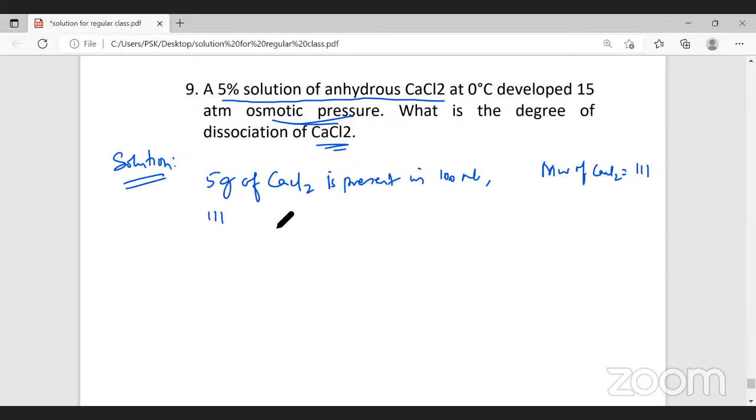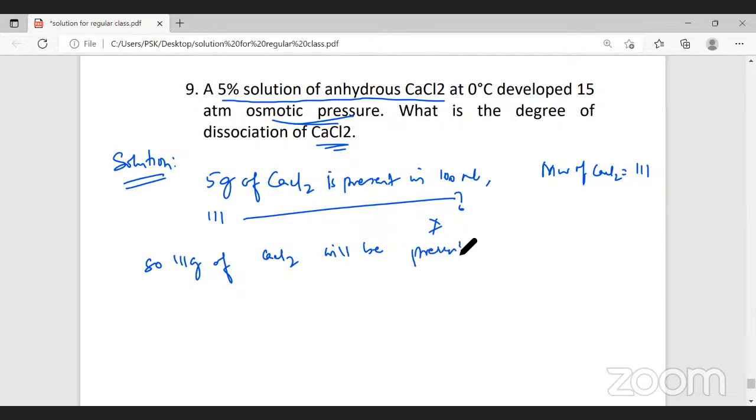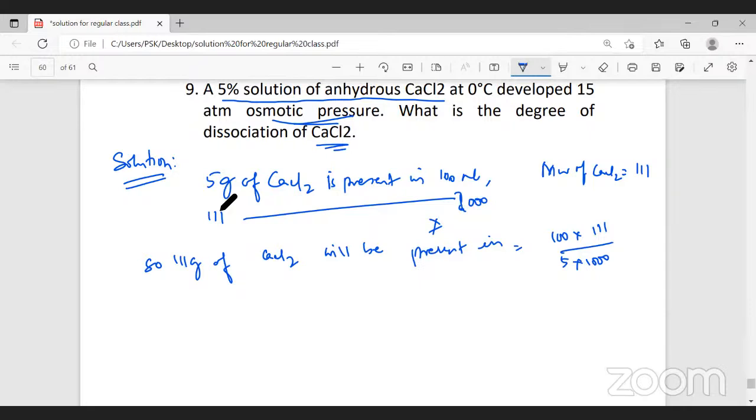They're asking, so it should be a calculation, not cross multiplication. 111 grams of calcium chloride will be present in 100 into 111 divided by 5, into 1000. 5 grams is present in 100 ml, so in 1000 ml, what is there? 111 grams is the amount of calcium chloride. The volume is 100 into 111 divided by 5 into 1000, that is 2.22 liters.